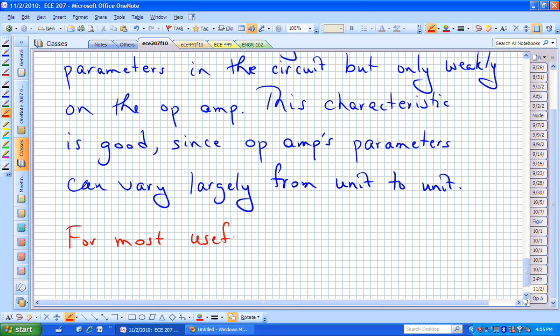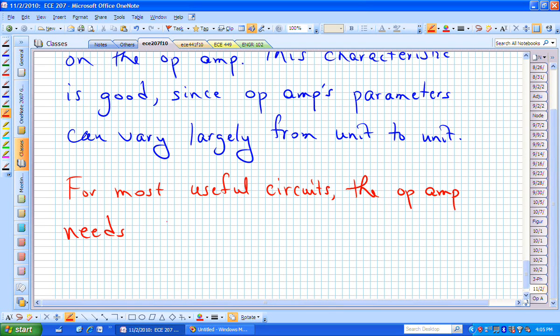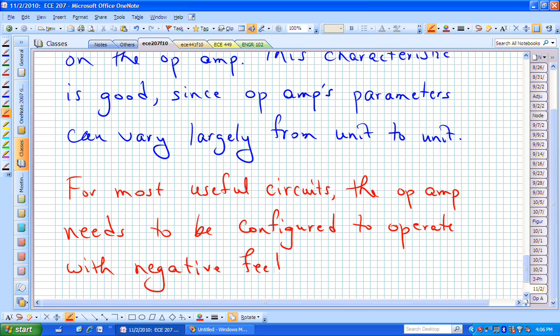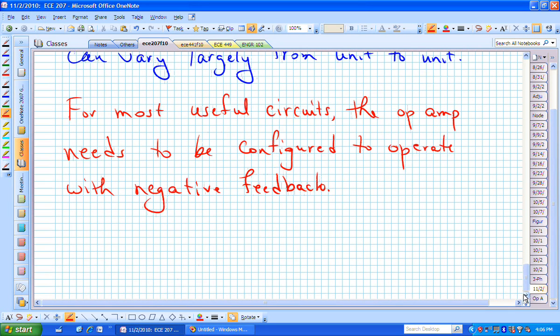For most useful circuits, the op amp needs to be configured to operate with negative feedback. So what we want to do is when we build these circuits around this little black rectangle, we want to configure it or interconnect it in such a way that we actually have negative feedback in place. You're going, what in the world is negative feedback, right?